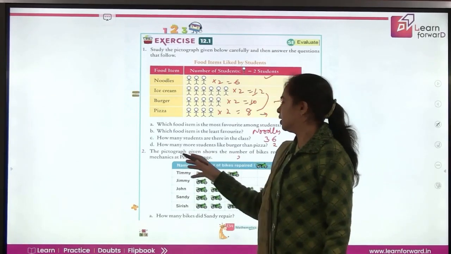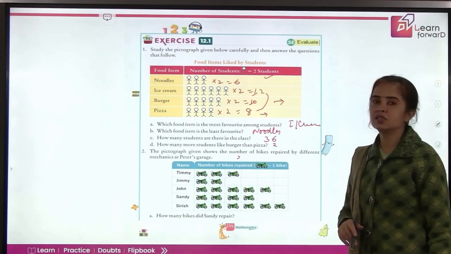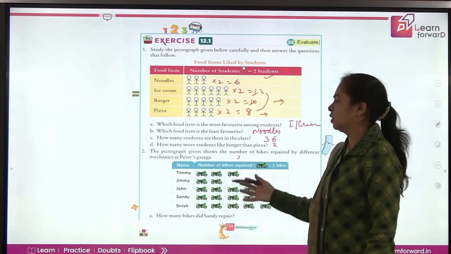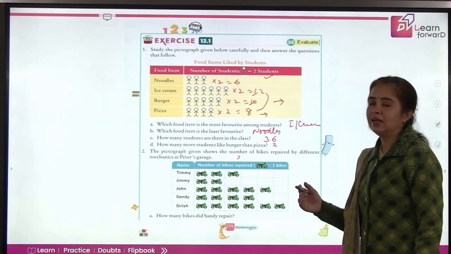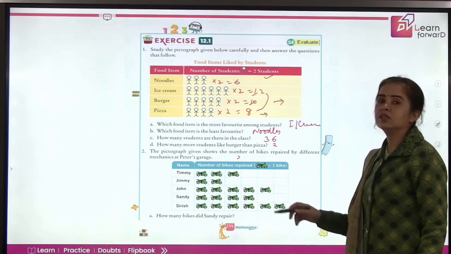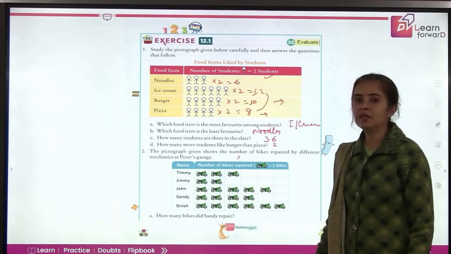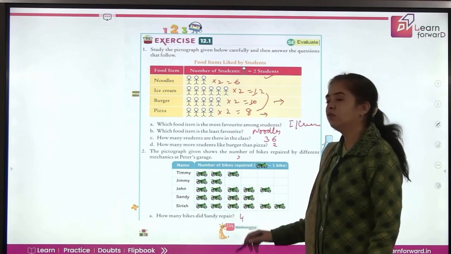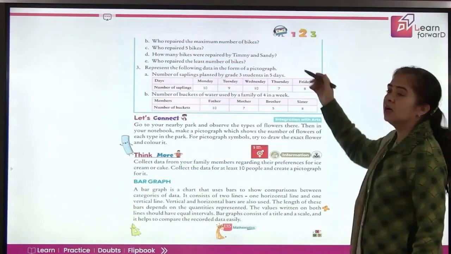Now another question, the pictograph given shows the number of bikes repaired by different mechanics at Peter's garage. So there are different mechanics there at his garage, and he is keeping a record how many have been repaired by each of his mechanics. And let's see the scale. 1 bike means 1 only. So 1 picture of a bike shows that the mechanic has repaired 1 bike. So how many bikes did Sandy repair? Look at Sandy's column. This is Sandy. 1, 2, 3, 4. He repaired 4. So just looking at this pictograph, you will be answering the other questions.